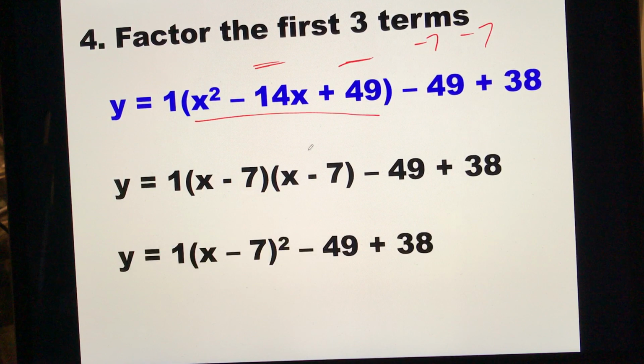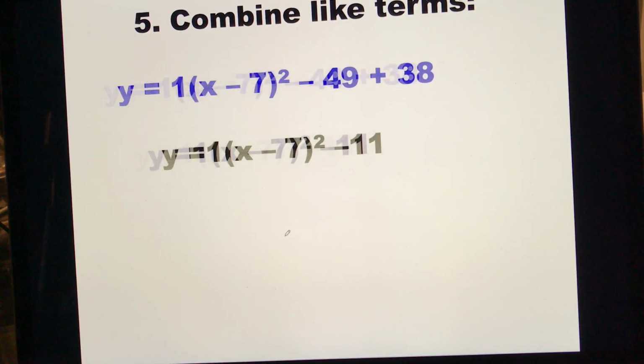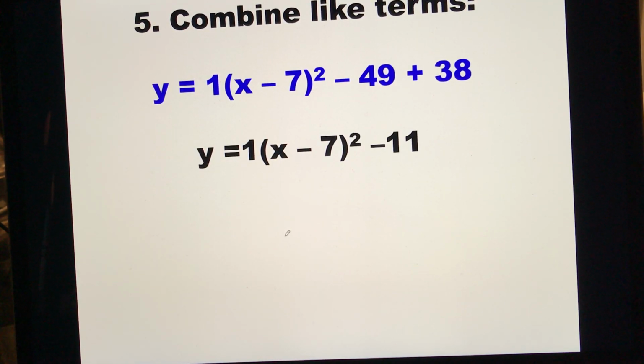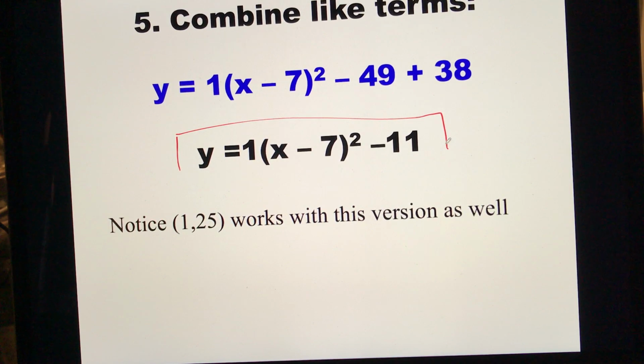And then since this is -7 times -7, that's -7 squared. And then I just combine the last two terms together, and that's it. I'm now in this form, this vertex form. So just to confirm, this coordinate from the very beginning, 125, this works here too. If I put 1 in here, 1 take away 7, -6, squared is 36, times 1 is 36, take away 11 is 25. So this also gives us that same coordinate.